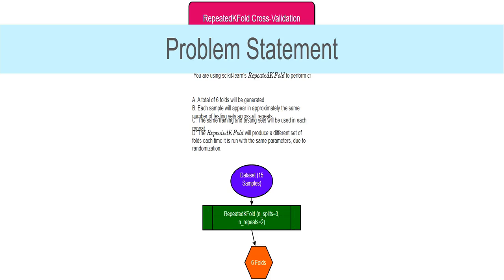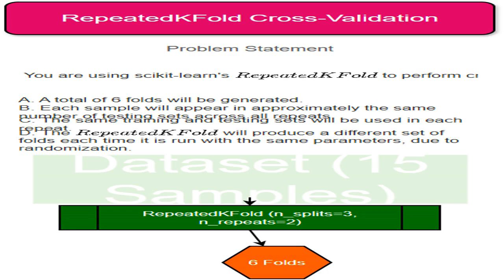I'm using Sklearn's RepeatedKFold for cross-validation on a dataset with 15 samples. I've set the number of splits to 3 and the number of repeats to 2. This question asks what is true about the resulting cross-validation folds. This tells us the size of the dataset we're working with, 15 samples.